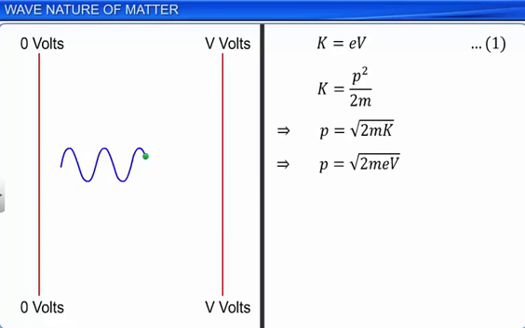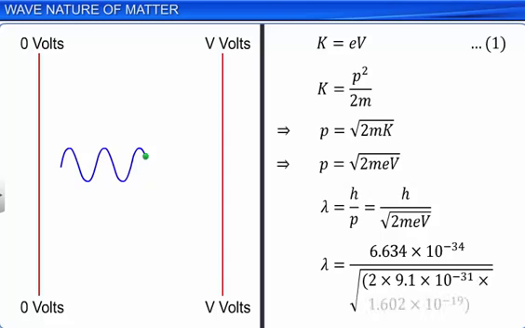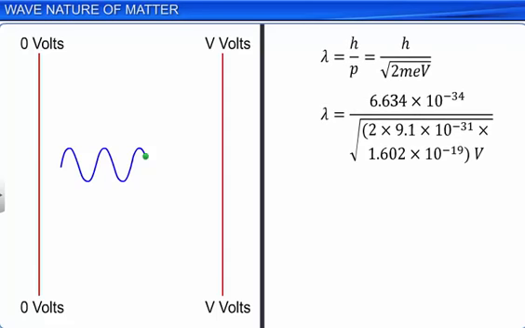The de Broglie wavelength is now calculated by substituting the value of h and p, that is, h divided by square root of 2meV. Substituting the numerical values of Planck's constant h, which is 6.634 × 10^-34 joule second, mass of the electron m, which is 9.1 × 10^-31 kilogram, and charge on an electron e, which is 1.602 × 10^-19 coulomb, and simplifying, we arrive at the equation lambda equals 1.227 divided by square root of V nanometers.